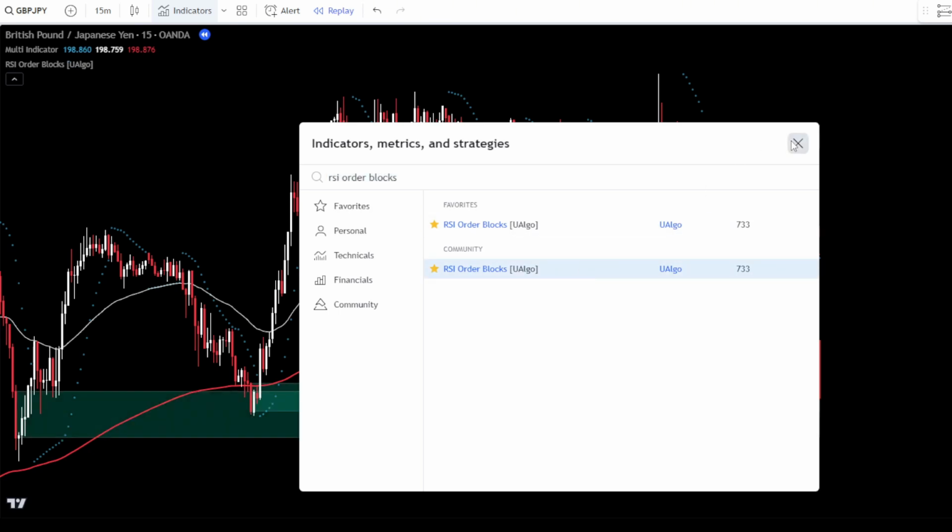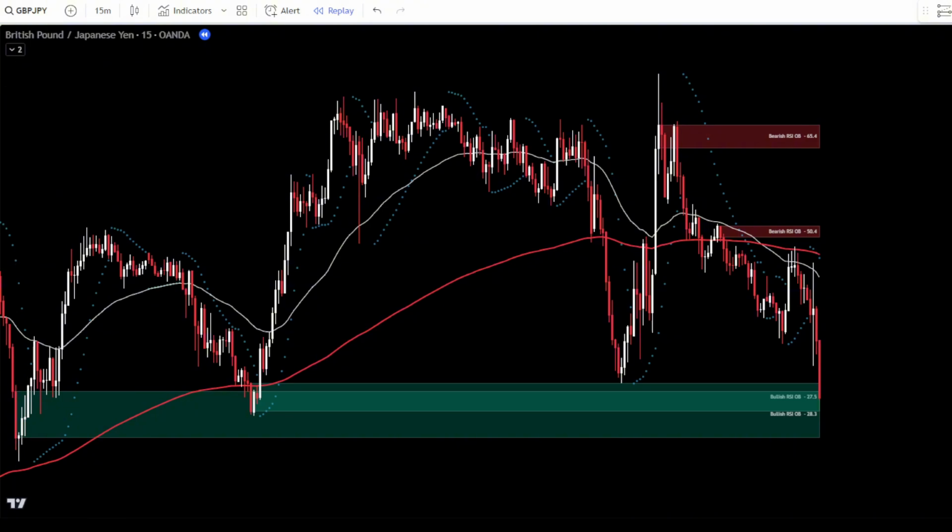As you can see, the RSI order blocks indicator helps us identify key areas in the market. And just like other smart money concept trading methods, we will use these key areas to place our entries.